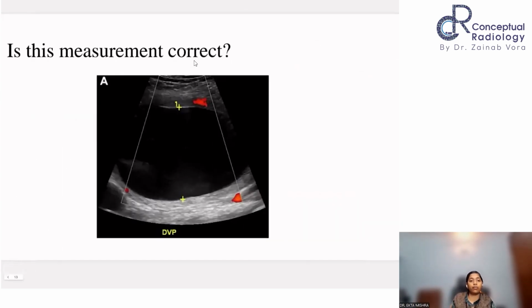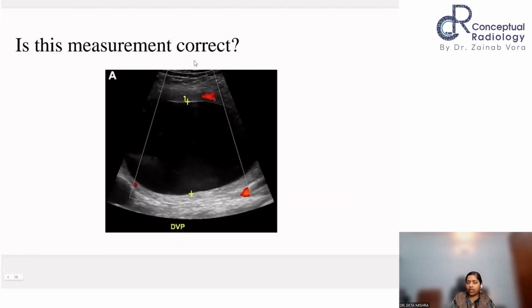Now look at this pocket of fluid. We are trying to measure a single vertical pocket. Color has been turned on. Anything wrong with the measurement? Anteroposterior dimension is taken. There is no fetal part. There is no umbilical cord, nothing inside. So you have taken the maximum.